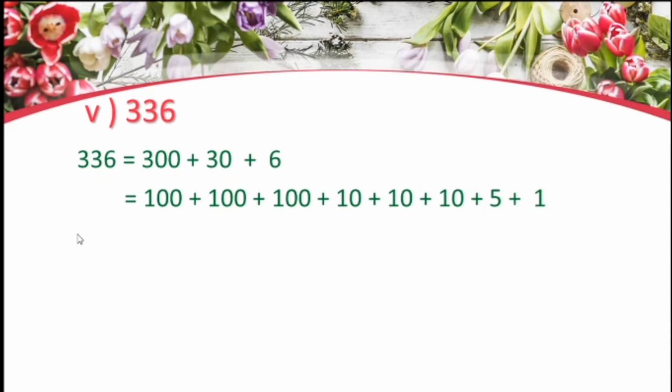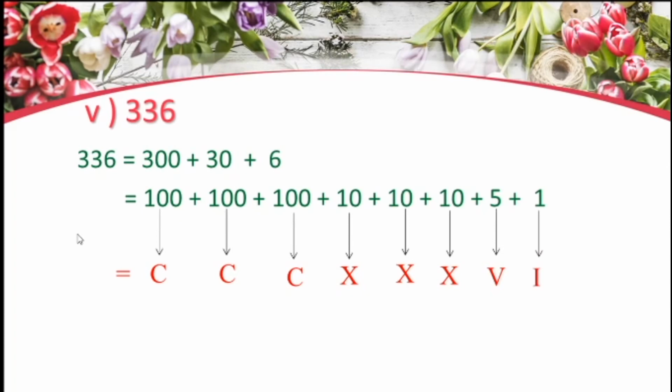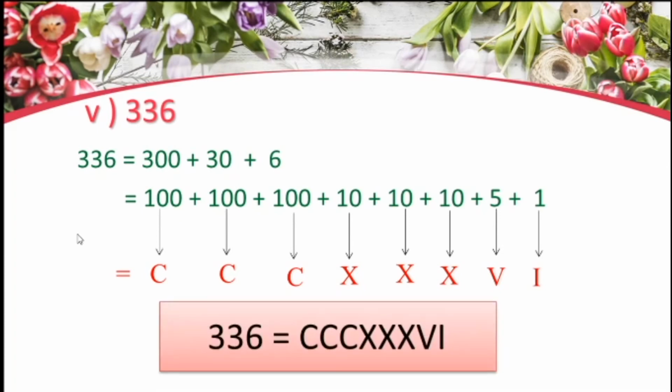Next, to insert the Roman symbols, 100 is C, 10 is X, 5 is V, 1 is I. So lastly, we should write the symbols all together. So therefore, 336 equal to CCCXXXVI.